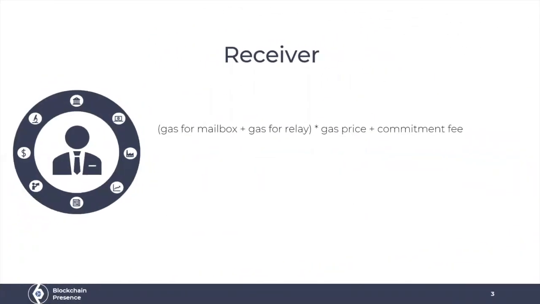The transaction cost is calculated as gas for mailbox plus gas for relay times gas price plus commitment fee. Gas for mailbox will be provided by the receiver in advance so that the sender convenience applet, short SCA, a computer program that runs on the server or personal digital device of the sender, has the needed amount for the transaction. Further, the gas for relay is determined by the Blockchain Presents Oracle, while gas price and commitment fee are set by the sender. The commitment fee is for making the data available and will be automatically transmitted to the sender's wallet when the specific conditions are met.